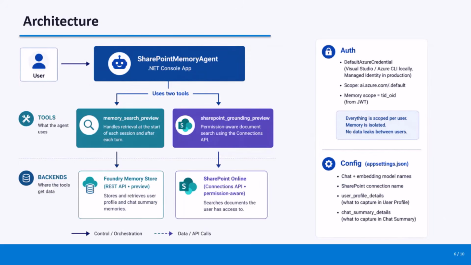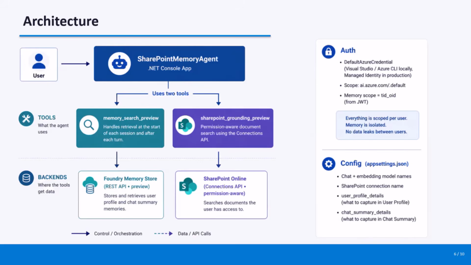Okay, let's zoom out and look at the overall flow. Everything starts with the user talking to the SharePoint memory agent. This is just a .NET Console app, so nothing fancy, but it's the point where all these pieces come together. Under the hood, the agent has two tools registered. The first one is the memory tool. This is what talks to the Foundry memory store.